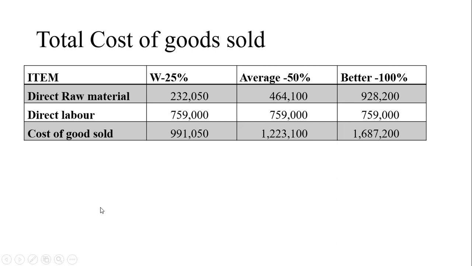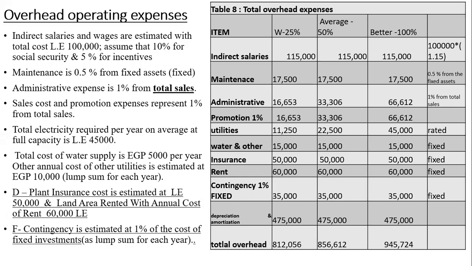So if we add both the raw material and the direct labor, then we receive the COGS, the cost of goods sold, which is the second most important item. It is recorded in the pro forma income statement as we're going to prepare it in the income statement.